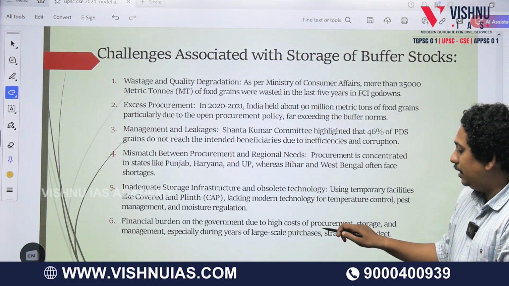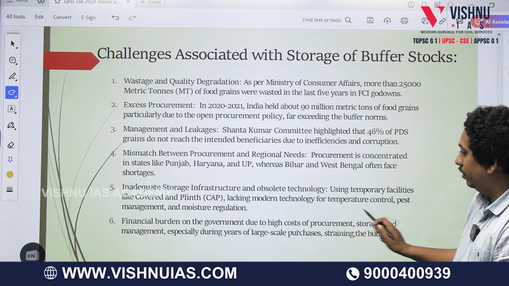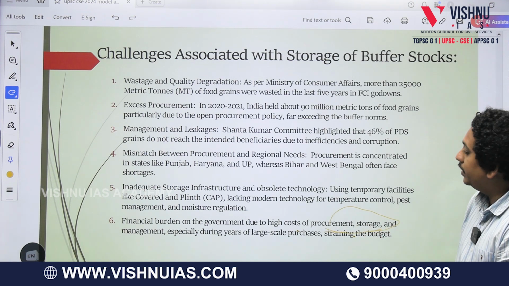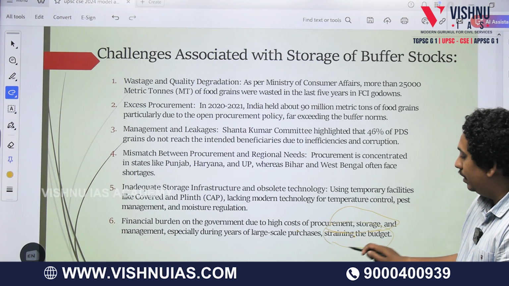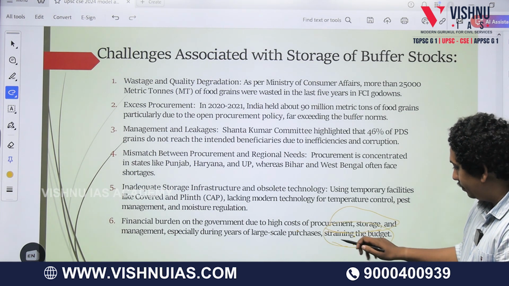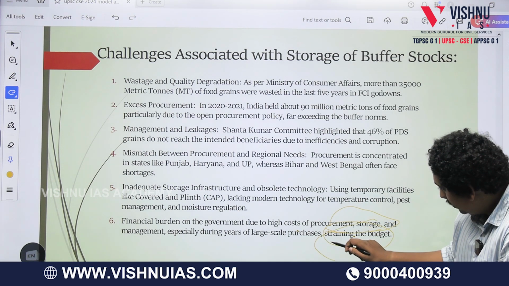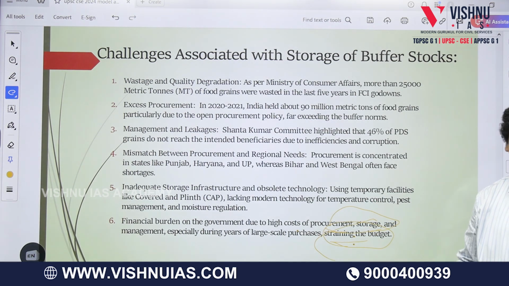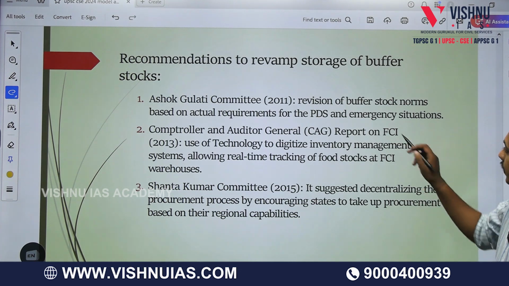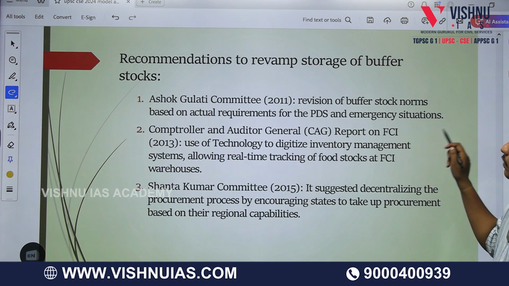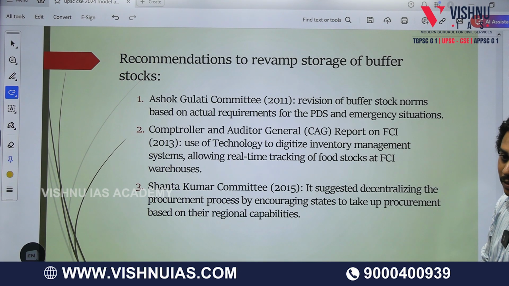Next, financial burden on the government is there definitely, yes or no? High cost of procurement, storage, management, especially during the years of large scale purchase, straining the budget. Okay, it is a burden on the budget. Definitely it is a burden of the government only, no? Yes. Okay. Among committees you can mention the Ashok Gulati committee: revision of the buffer stock norms based on actual requirement for the PDS and emergency situation.